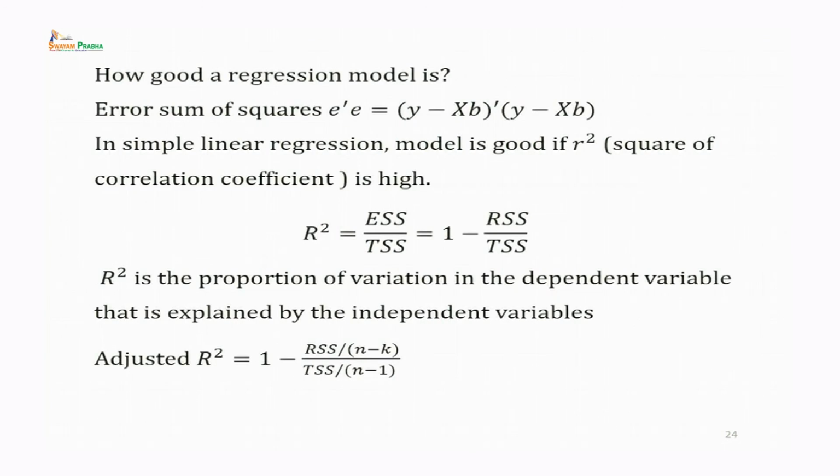Now, to check how good your regression model is, you may take error sum of squares as one of the measures. In linear regression, a measure of goodness is r square. Here we have capital R square, which is equal to explained sum of square divided by total sum of square. And so, this is a measure of goodness of fit of the model. This gives you the fraction of variation explained by the regression in the total variation in Y's. And whenever we add any variable, r square always increases. So, another measure is adjusted r square.